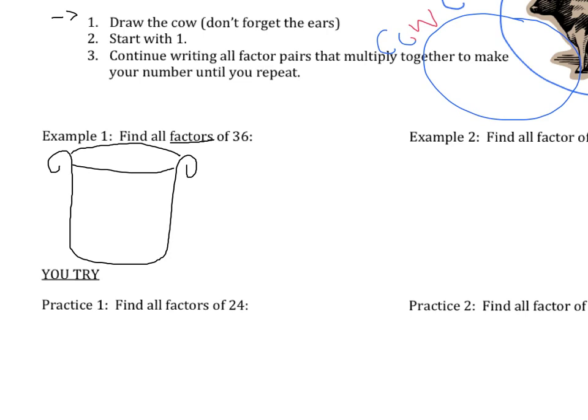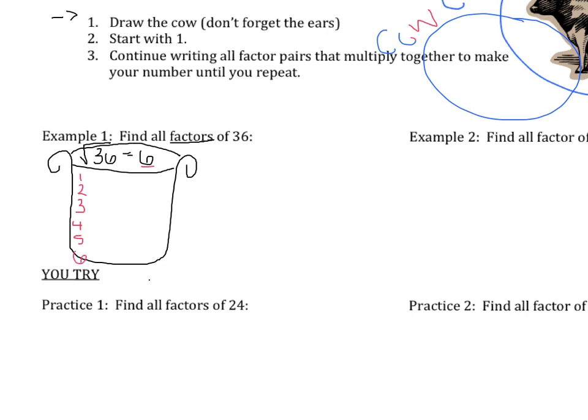The next thing we want to do is find all the factors of 36. So I'm going to write 36 inside of the cow's head. And in order to know how many factors there are, we can square root the number 36. So the square root of 36 is 6. So that tells me that the biggest number I need to check to see if it's a factor is the number 6. So I'm going to write those numbers out to the side here. 1, 2, 3, 4, 5, 6. And we went a little bit out of our cow, but that's okay.